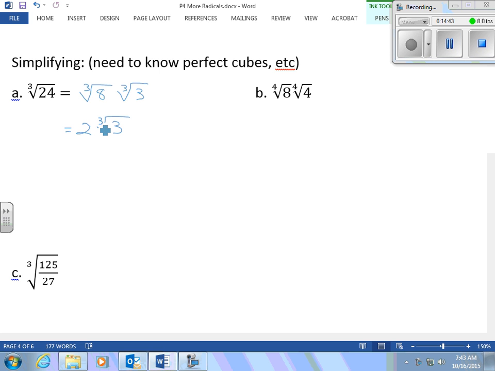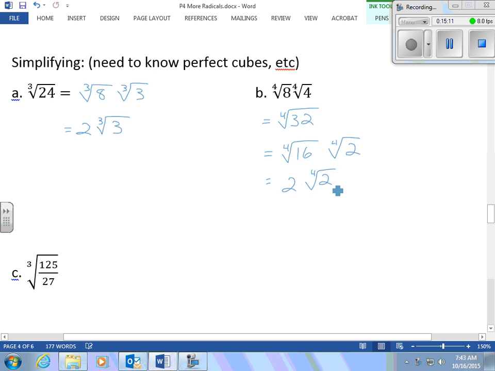Question B, I'm going to multiply first. So I'm going to get the fourth root of 32, and then I'm going to look for perfect fourth powers that go into 32, and 16 goes into 32, so that's the fourth root of 16 times the fourth root of 2. The fourth root of 16 is 2, so that gives me 2 times the fourth root of 2.